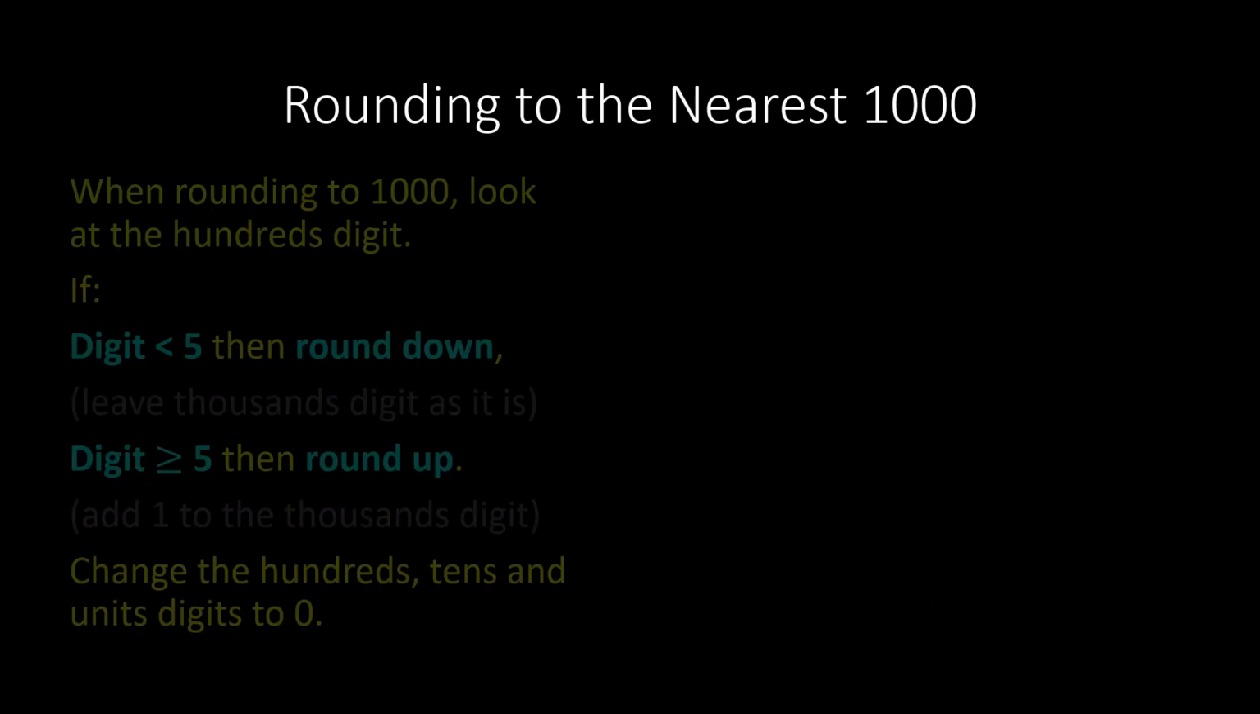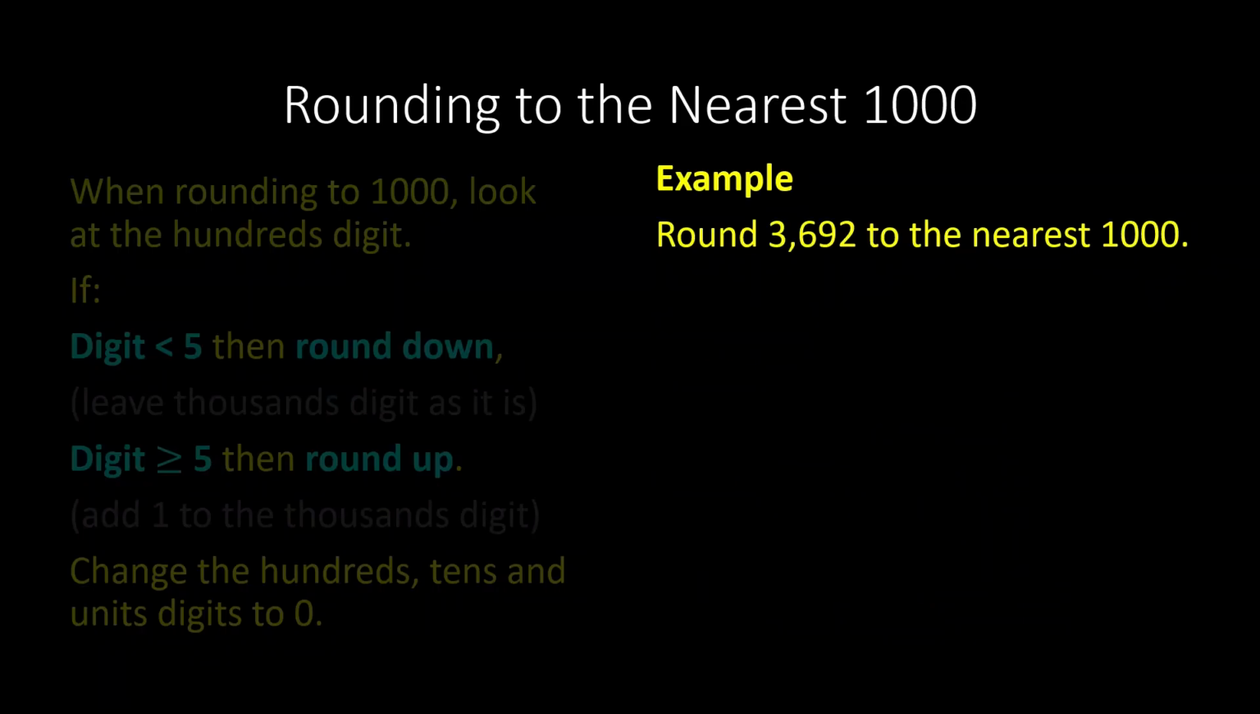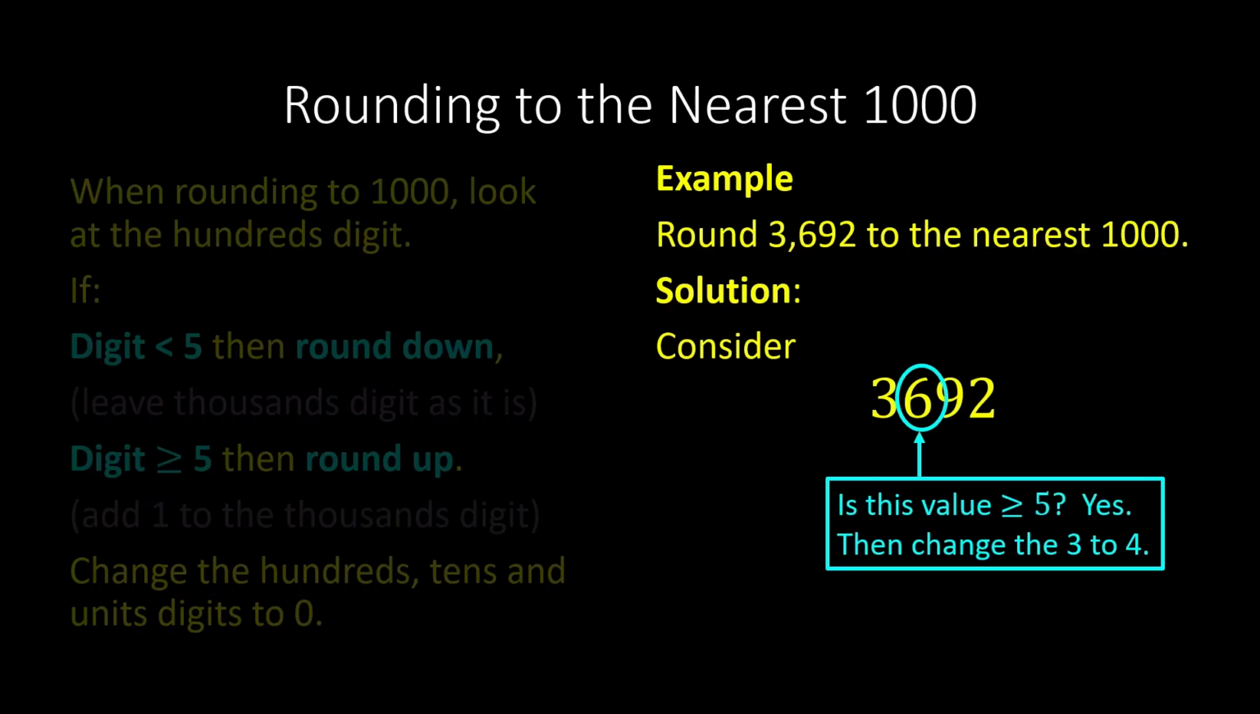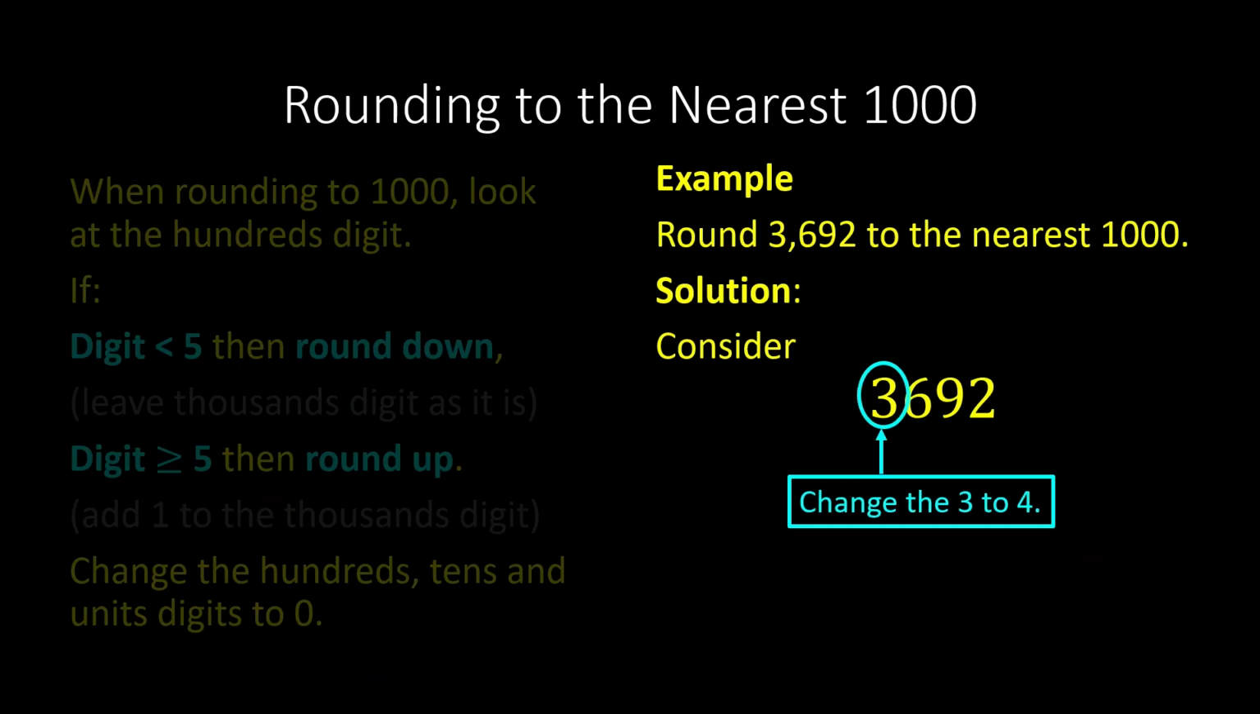Now let's take a look at another example. We are required to round 3,692 to the nearest 1,000. So let's consider this number. Here's the thousands position, and to the right of that is the hundreds position, and we're asking the question, is this value greater than or equal to 5? And indeed the 6 is greater than or equal to 5, therefore we change the 3 to a 4. In particular, it's this 3 that we change to 4.